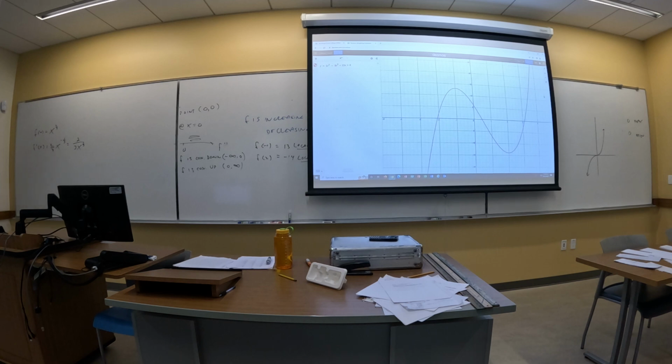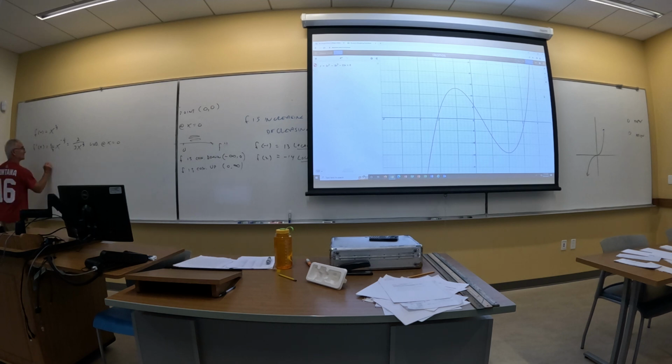My domain, we know, is all real numbers. I can raise any real number to the 2/3 power. That's not an issue. There's no imaginary numbers going on there. But this is undefined at x equals 0, is it not? So something interesting is happening at x equals 0.